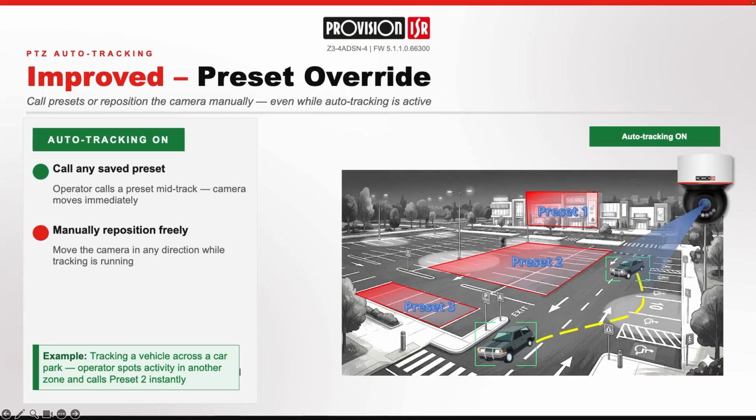Calling a saved preset is now treated as a manual input, meaning you can call any preset at any time, even while the camera is mid-track. And here's the important part. Once you finish a manual input or preset call, the camera automatically returns to its auto-tracking home position. It goes back to its defined starting point, ready to begin tracking again from there.